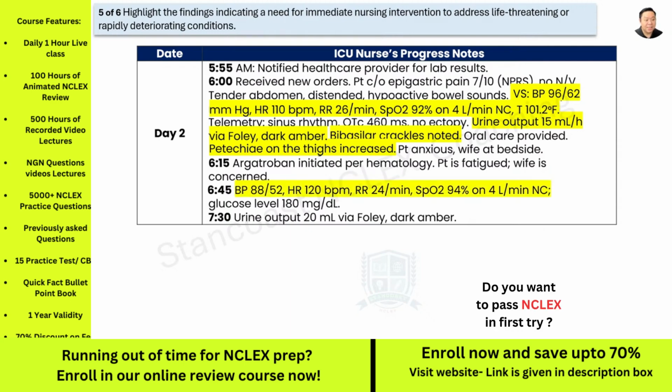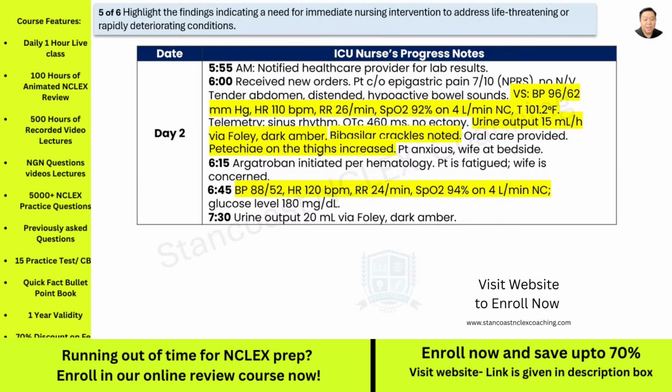We have the vital signs: blood pressure 88/52, 120 on the heart rate, respirations of 24, saturation of 94 on 4 liters. And these are assessment findings at 6:45, right? And these are indicating worsening hypotension and tachycardia. This is now progressive hypovolemic shock and possibly sepsis. And the tachypnea also indicates that there is respiratory distress. Again, these are life-threatening manifestations that we need to intervene on right away. This patient might need some vasopressors, maybe more fluids, or maybe escalation of care.